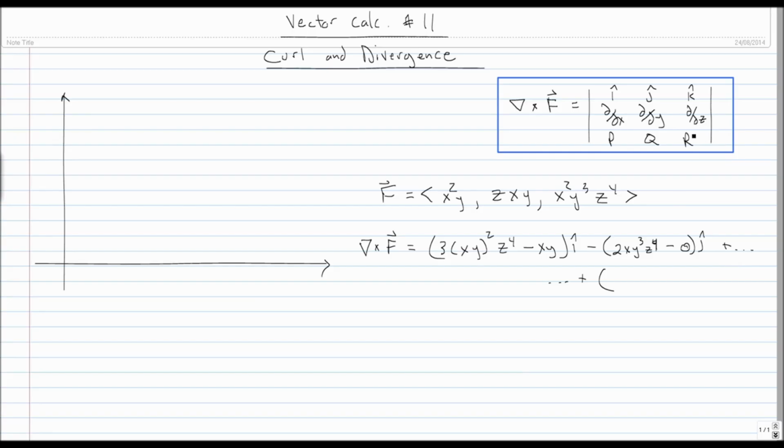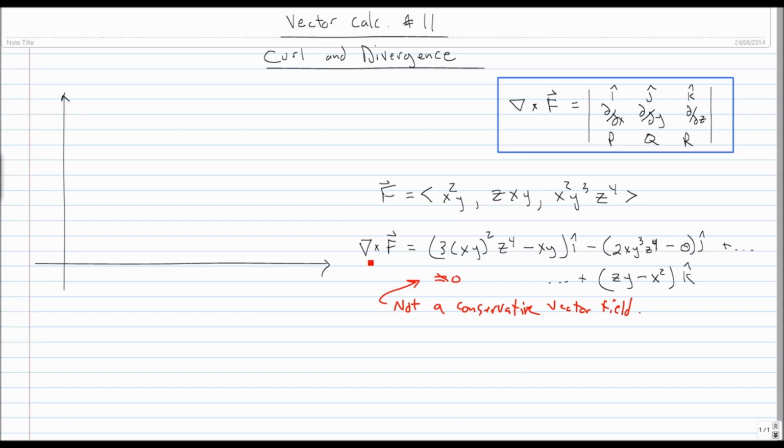And then for the k component, we would have the partial of the y component with respect to x. So that would be the partial of this guy with respect to x. And then we would subtract from that the partial of the x component with respect to y. So we can tell right off the bat that the curl of f does not equal 0. So that means that this vector field is not a conservative vector field.